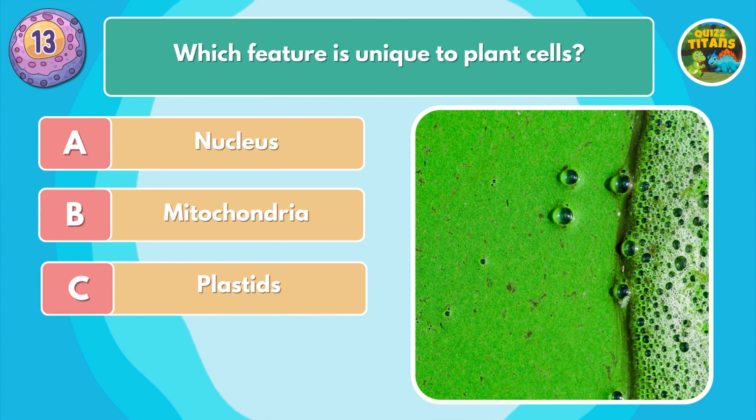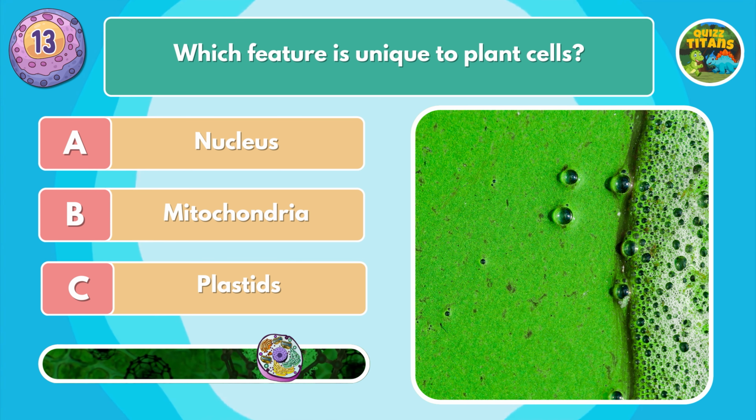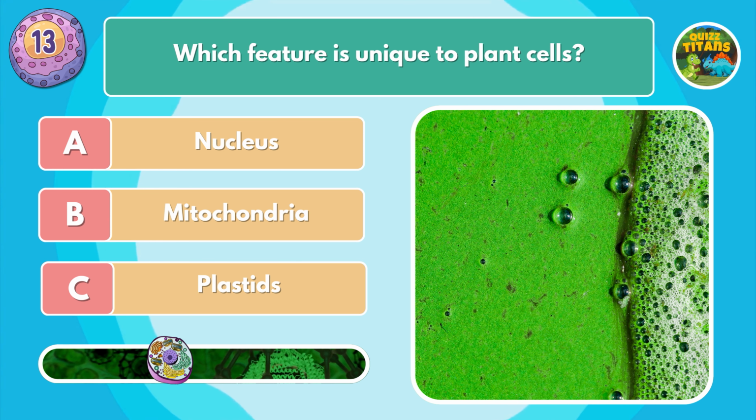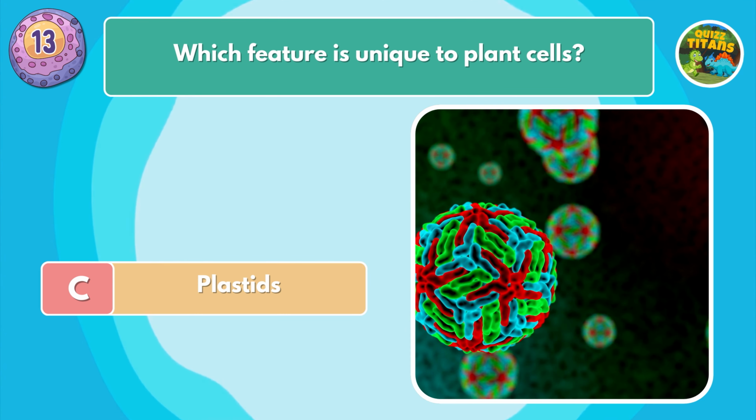Plants have a few secret superpowers in their cells that animals don't. Can you guess one? It's plastids. Only plants have them.